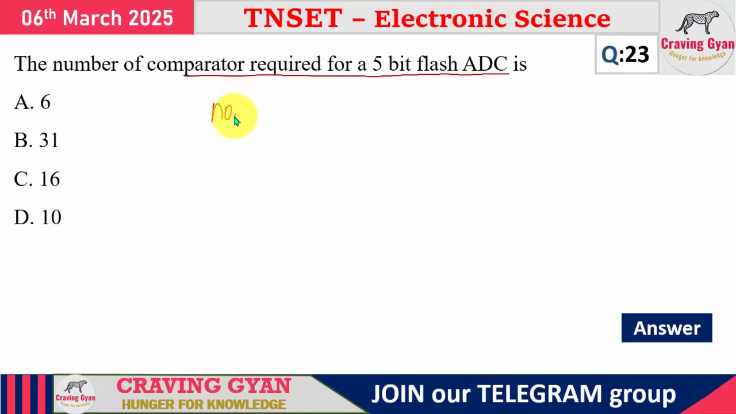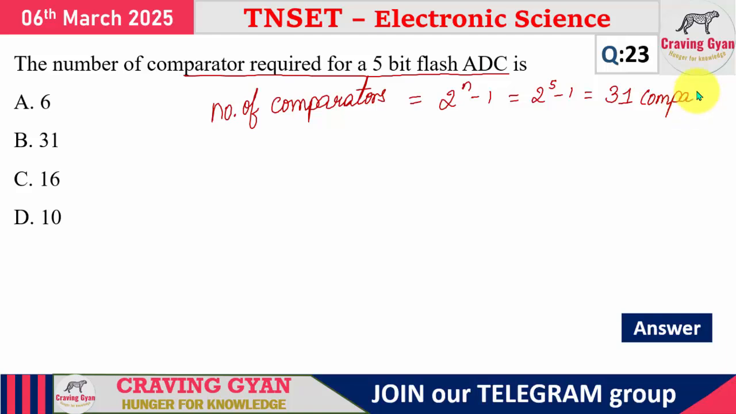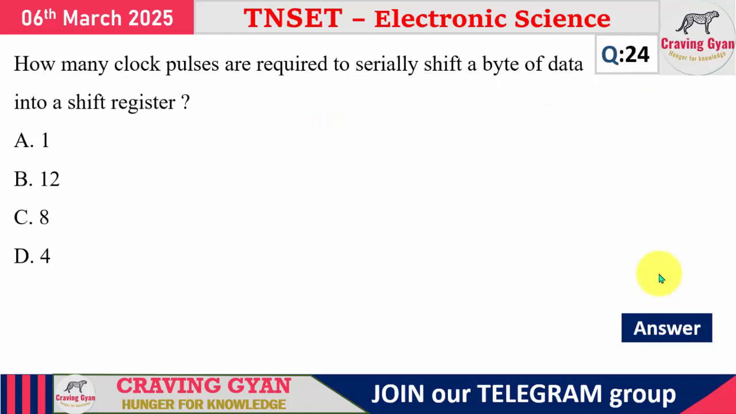23rd question: the number of comparators required for a 5-bit flash ADC. We know that the time taken in the case of a flash type ADC is in the order of nanoseconds. The number of comparators required is 2 power n minus 1, which is 2 power 5 minus 1, equal to 31 comparators. It is the fastest A to D converter, but practically not preferred. Why? Circuit complexity is more. So for the 23rd question, option B is correct.